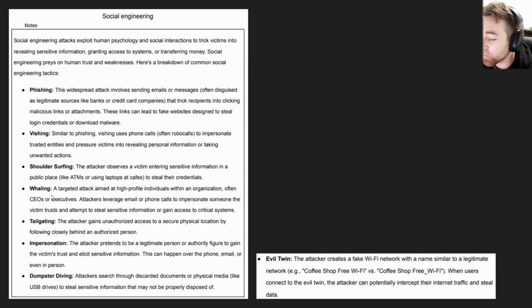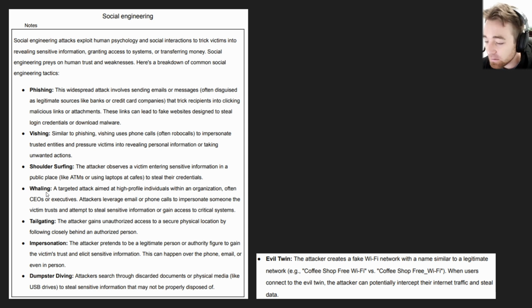And then whaling. This is an upgraded version of phishing. So whaling is phishing, but you're specifying your message with a particular individual in mind. You're targeting a high profile individual within an organization, so it will usually be the CEO or an executive. Attackers leverage email or phone calls to impersonate someone the victim trusts and attempt to steal information or gain access to critical systems. Generally, this one requires the attackers to gain a lot more information on the person they are targeting because it's specified to them.